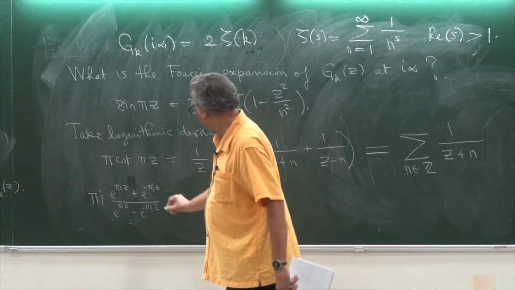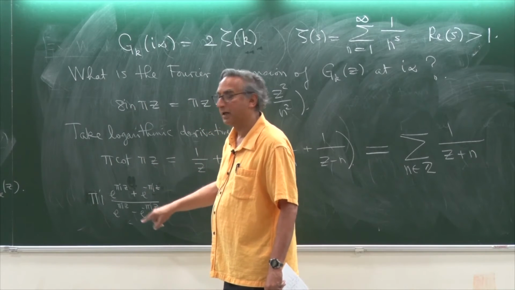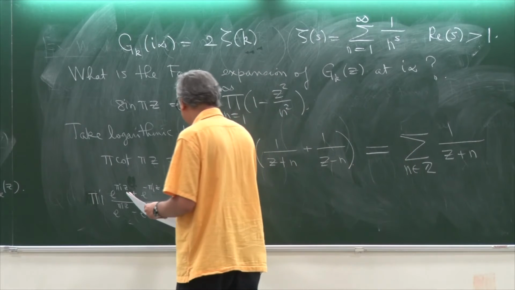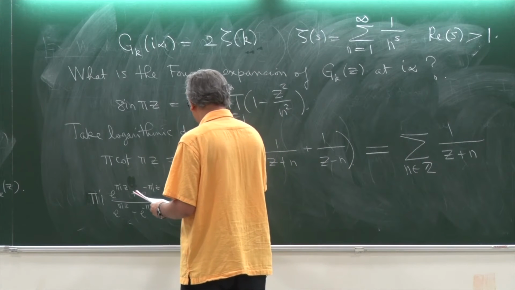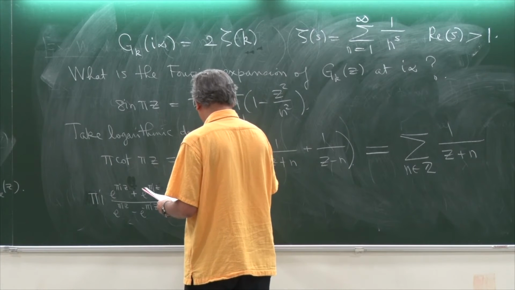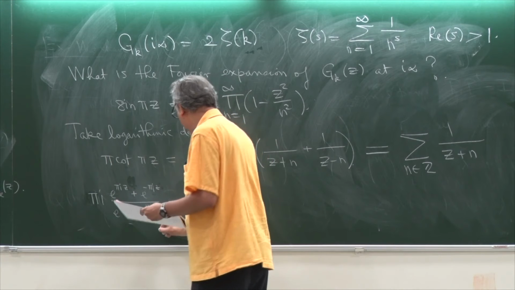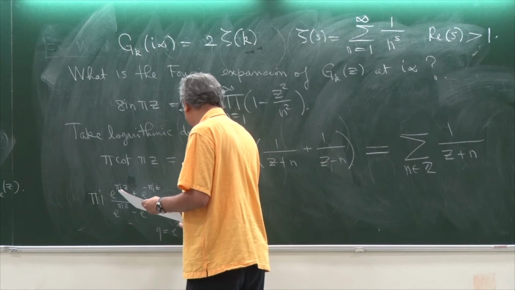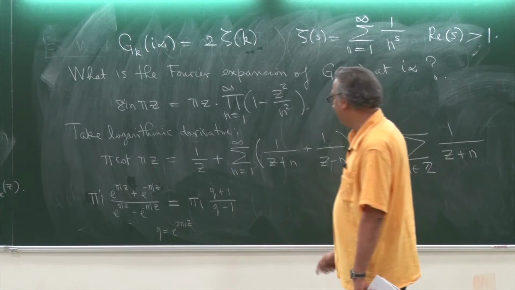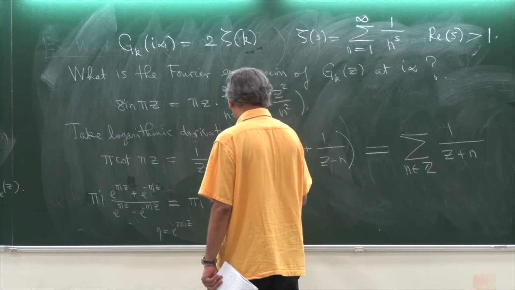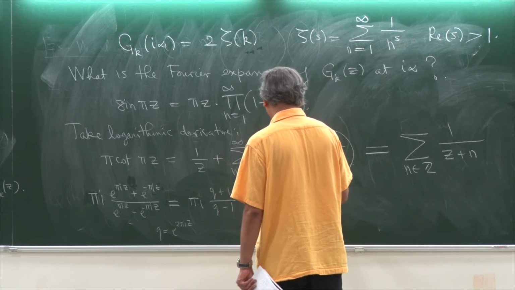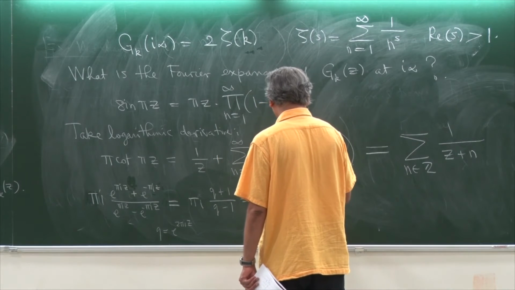So I just rewrote that, cos pi z over sine pi z, in terms of the exponential function. And I can rewrite this as pi i times (q plus 1) divided by (q minus 1), where q is e to the 2 pi i z. If we write it neatly like that, then you can see that I can rewrite this as q minus 1 plus 2, so that's 1 plus 2 over q minus 1.